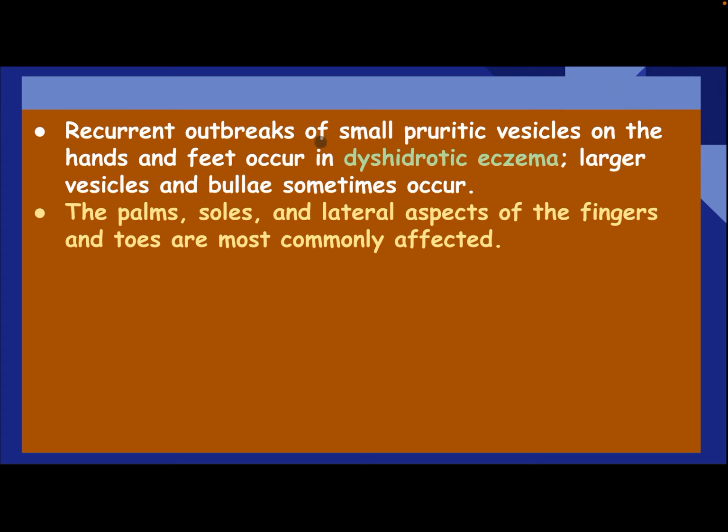Recurrent outbreaks of small pruritic vesicles on the hands and feet occur in dyshidrotic eczema. Larger vesicles and bullae sometimes occur. The palms, soles, and lateral aspects of the fingers and toes are most commonly affected.